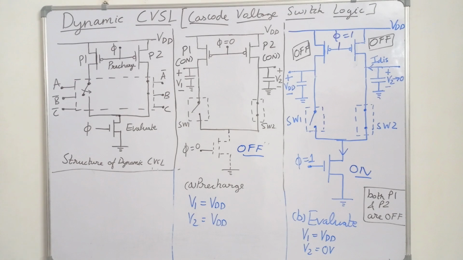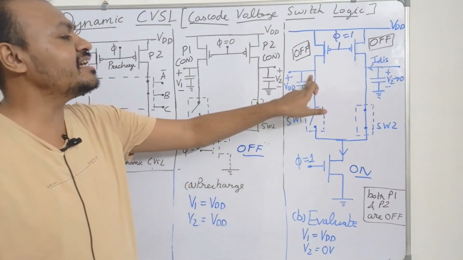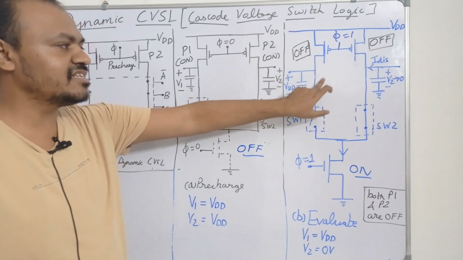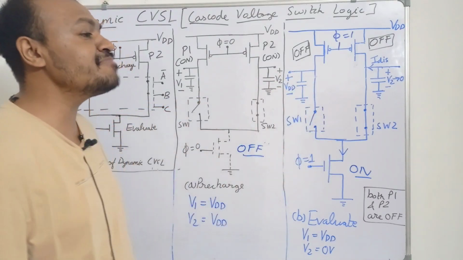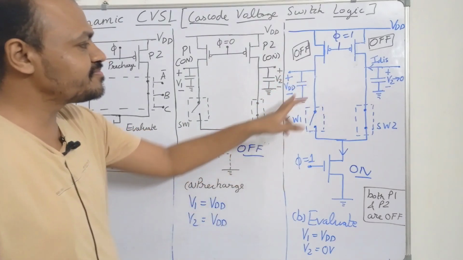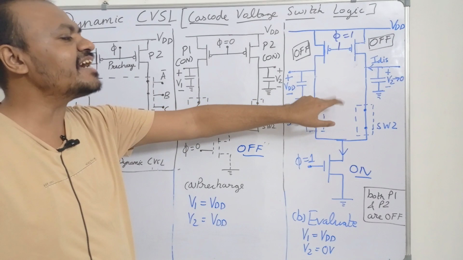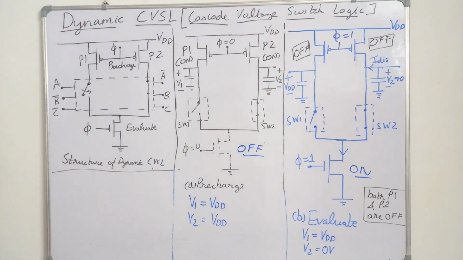The only problem with this circuit is that this capacitor will start to lose its charge over time. So we have to add a charge keeper circuit in this circuit, because this capacitor will start to lose its charge after some time. So we need charge keeper circuits. That is the only disadvantage of dynamic CVSL.